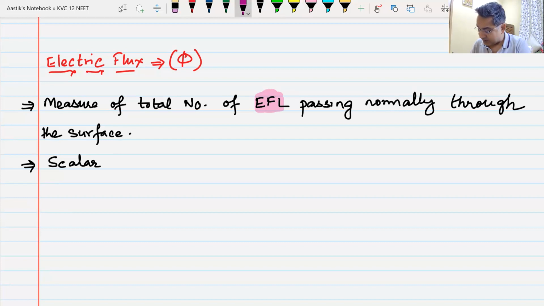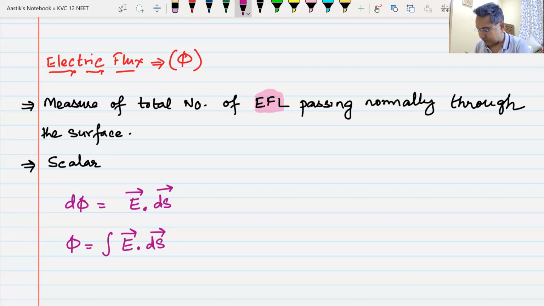And how do you find out the electric flux? The small amount of electric flux which is passing through any surface is given by E dot dS, or the total flux passing through the surface is the integral of E dot dS, or you can write it as the integral of E dS cos theta, where E is the electric field, dS is the area, dS vector is the area vector. Do you understand dS vector?